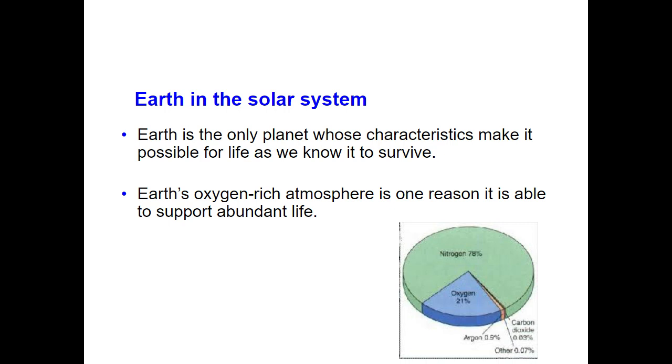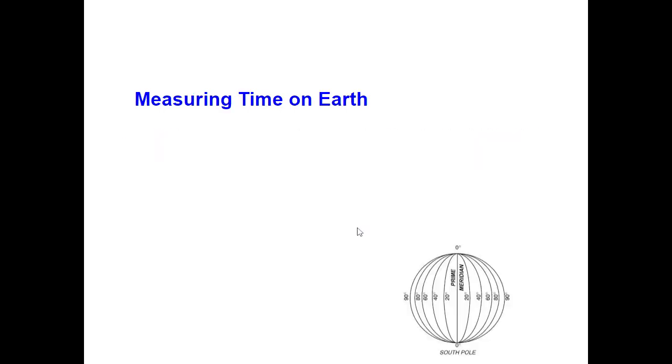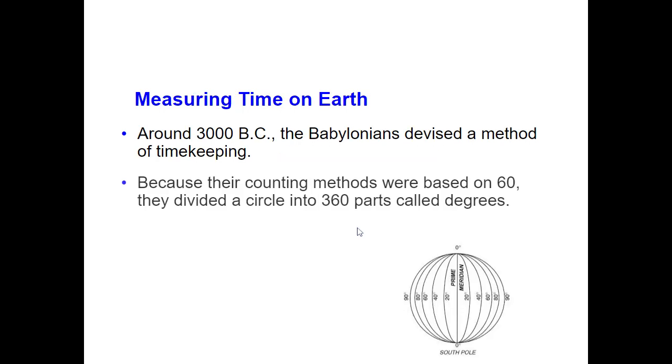Earth is the only planet whose characteristics make it possible for life. Based on the atmosphere and the magnetosphere, it protects us and gives us the needed particles for survival.